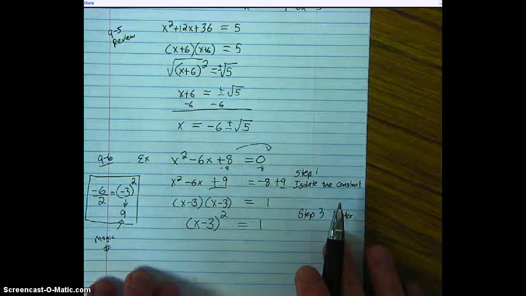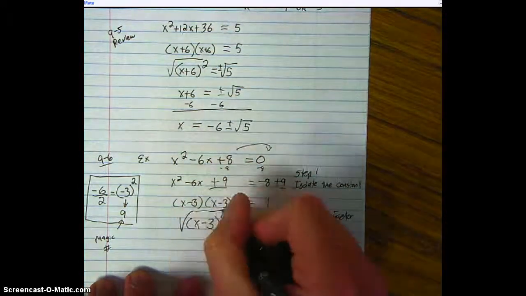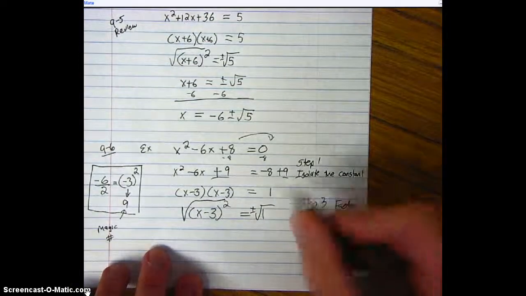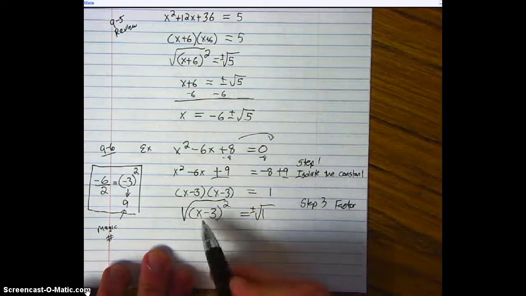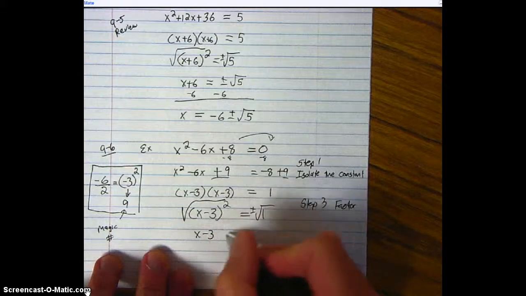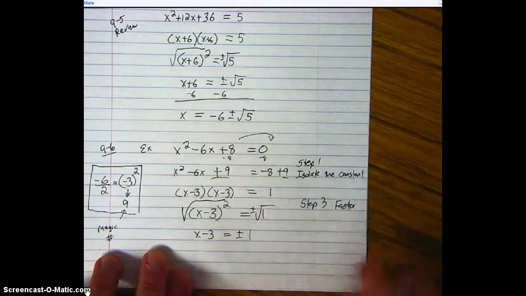What do you think the next step will be? It will be to take the square root of both sides. So if I square root this and do a plus or minus square root of that, sorry, the lights just shut off. Anyway, where was I? You take the square root of both sides. Well, x minus 3 squared will come out and just become x minus 3. And the square root of 1 is just plain old 1.